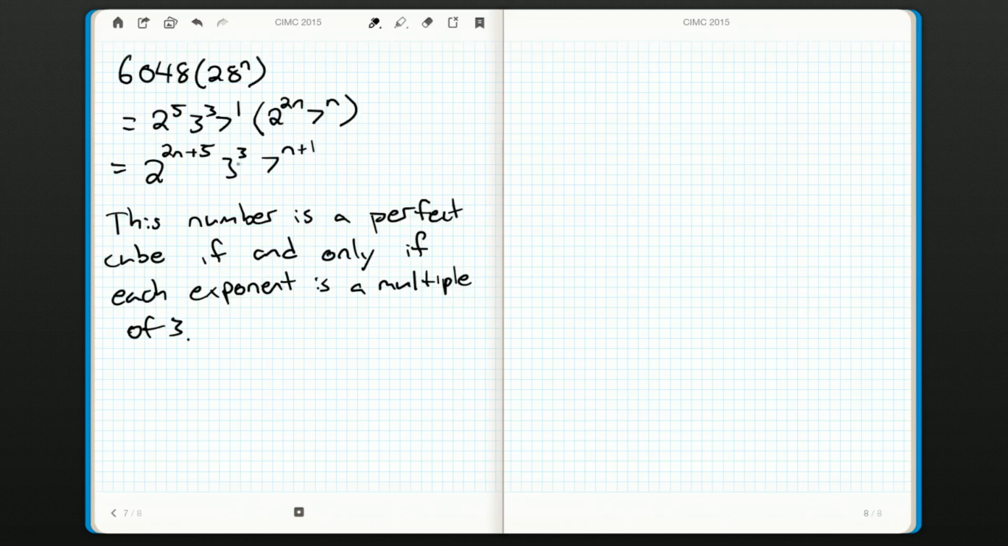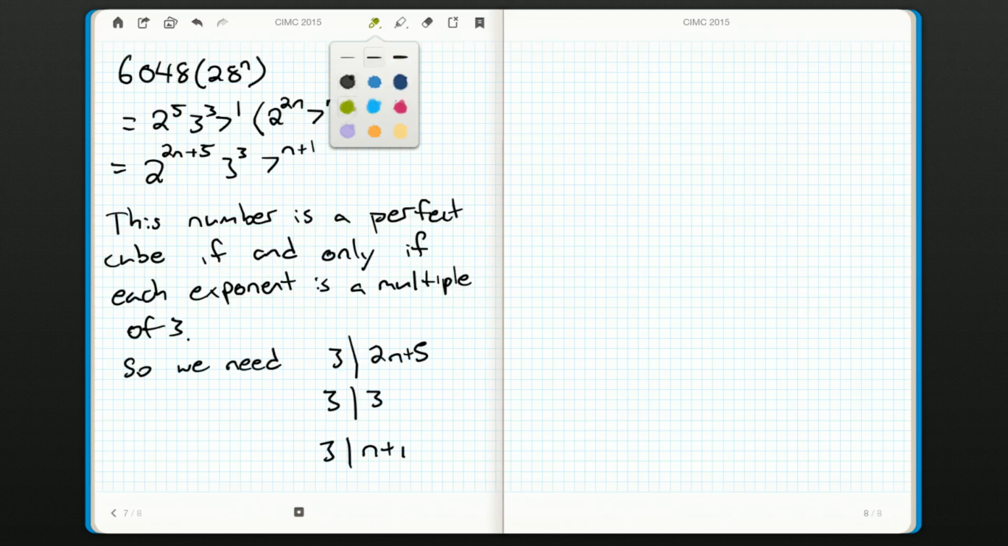Well, 3 to the 3, that's got an exponent of 3. So we need 3 to divide 2n plus 5. We need 3 to divide 3, which we kind of already know works. And we need 3 to divide n plus 1. So this one, it already works. Clearly 3 divides 3, so it gets a nice little check mark. But we need to make 3 divide 2n plus 5. And we also need to make 3 divide n plus 1. Okay. So, what can we do here?